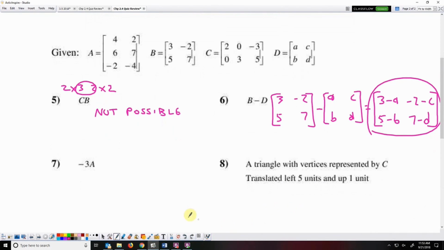Negative 3 times A. Scalar multiplication is always possible no matter what the dimensions are. Okay, so we multiply everything inside by negative 3. So we get negative 12, negative 6, negative 18, negative 21, and 6, 12.